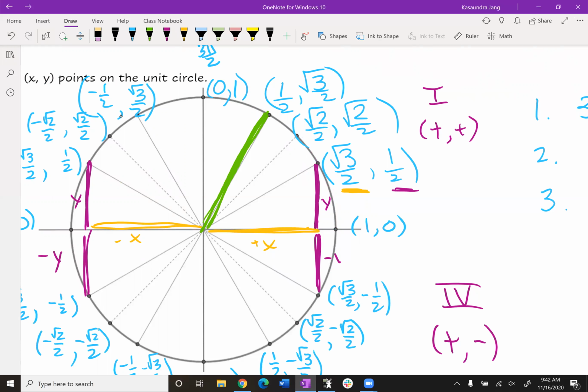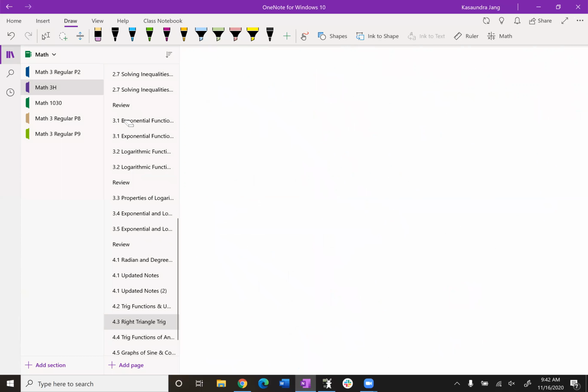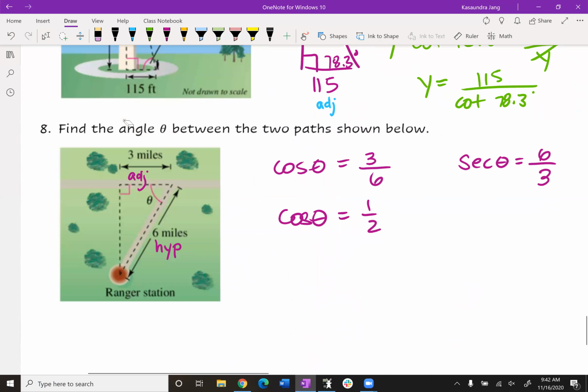Let's see, do they specify if they want degrees or radians? No, it just said find the angle. Okay. Off my unit circle, I could tell we're talking 60 degrees or pi thirds. I'm going to go with radians. I'm going to go with pi thirds there.